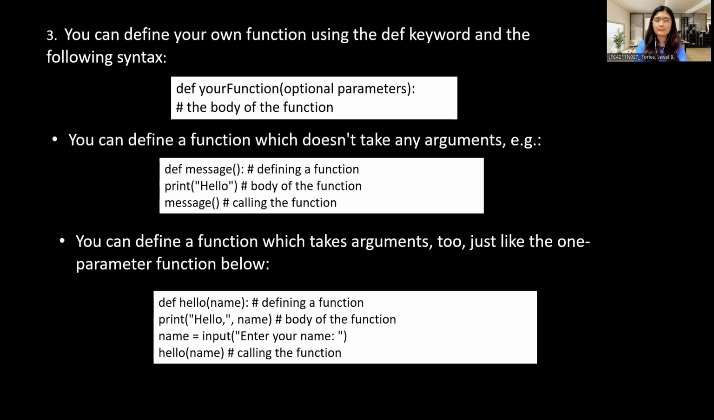So, ito yung mga pwede mong gamitin. You can define a function which does not take any argument. def message, definition of the function, print hello world, body of the function, message, calling the function. You can define a function which takes arguments too, just like the one parameter function below.